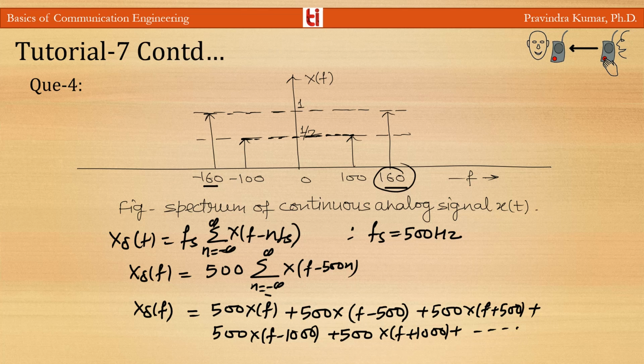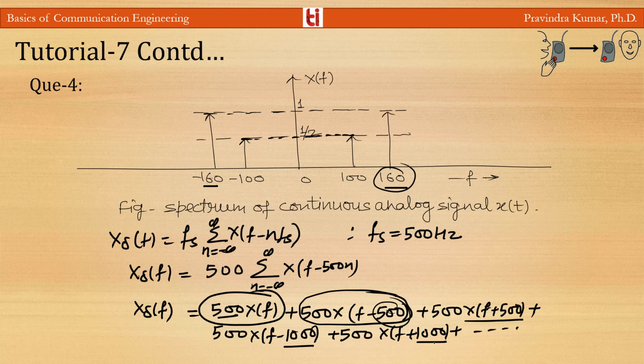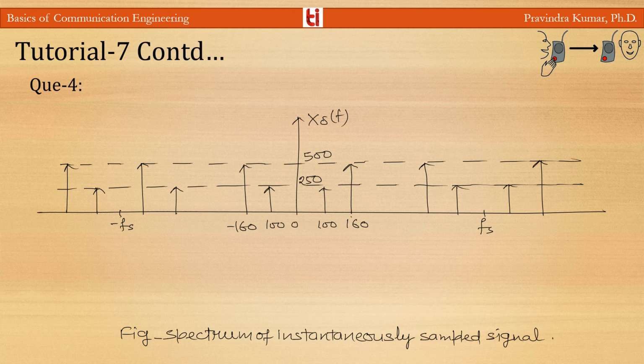So this is the spectrum of the signal with amplitude 500, and this is the spectrum shifted right by 500 Hz, and this is the spectrum shifted left by 500. Then the spectrum shifted right by 1000 and shifted left by 1000, and all amplitudes are 500. So the spectrum of the sampled signal will be like this. It will be the spectrum of your X_δ(f).